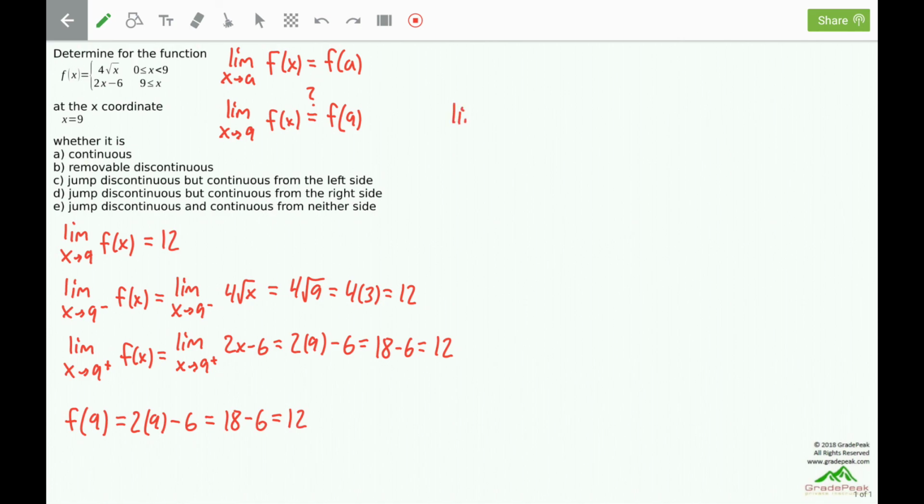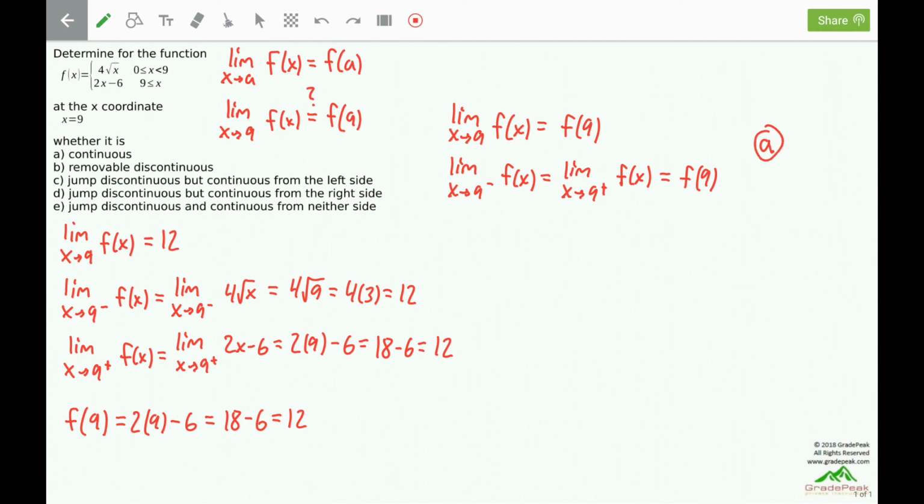So our results here are that the two-sided limit as x approaches 9 of f of x does equal f of 9, or another way to say that is the left side limit of f of x matches the right side limit of f of x and equals f of 9. When these are equal to each other, we have situation A happening, and it looks like we have continuous at x equals 9.